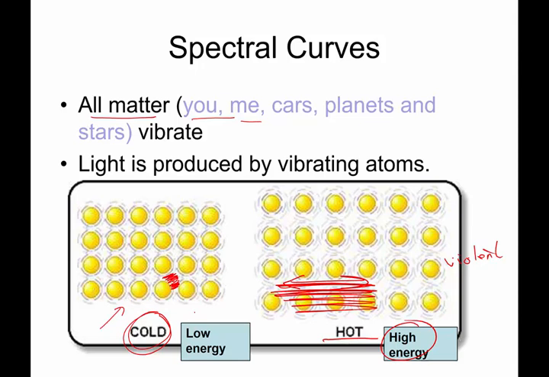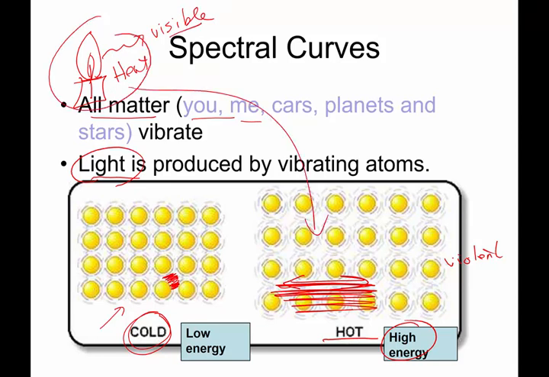Well, this vibrating or oscillating matter actually produces light. Not visible light, well, sometimes visible light. So something like a candle flame is going to produce not only heat, it will also produce visible light. A flame is very hot, and so its molecules are vibrating very fast.